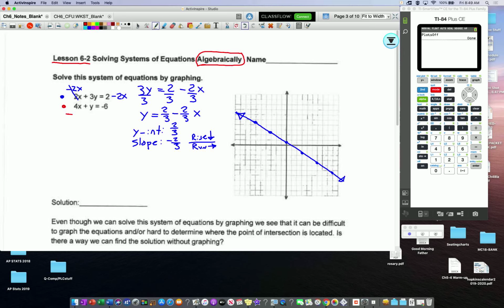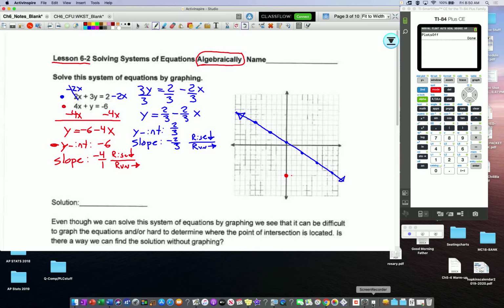All right, so now let's take a look at the second one. Same process. This one's a little bit easier in that I can subtract 4x. So I have y equals negative 6 minus 4x. So my y-intercept, I always want to write y-intercept first, is negative 6. My slope is negative 4/1. So I rise, meaning I'm going down 4 while I run 1. So start at negative 6. Put a dot right there.